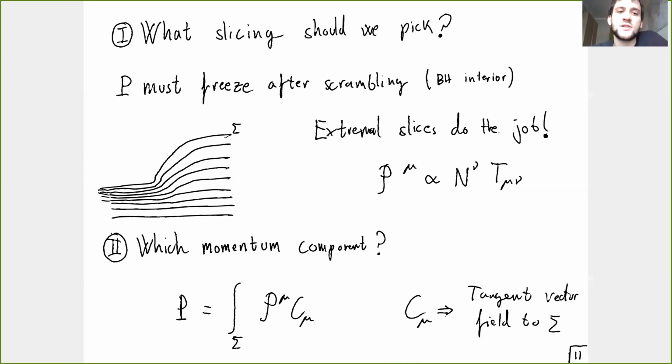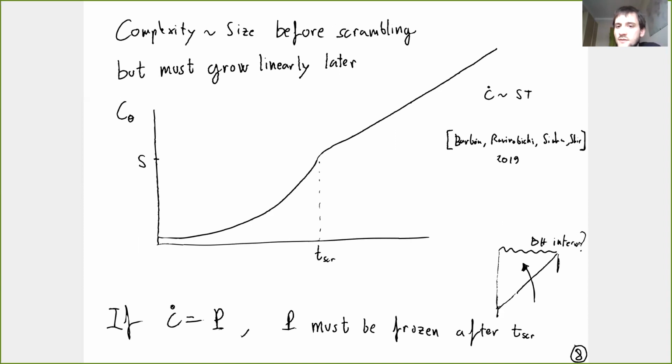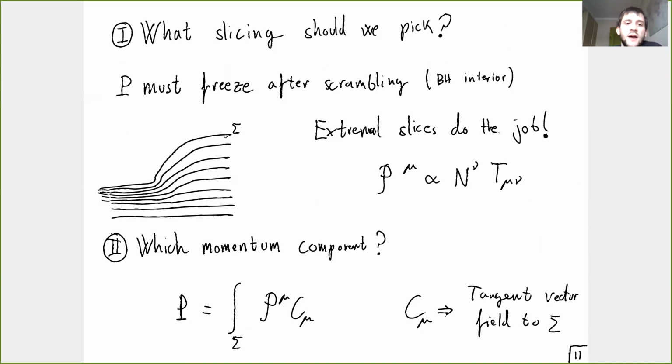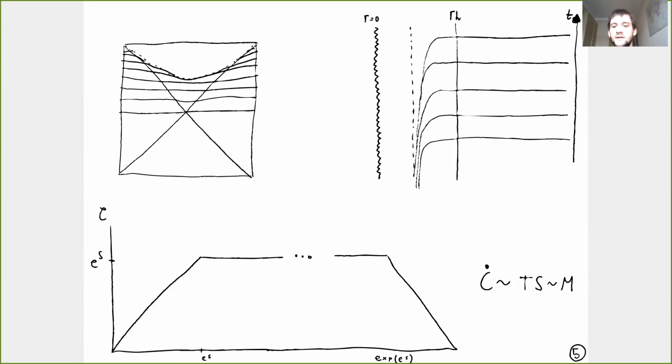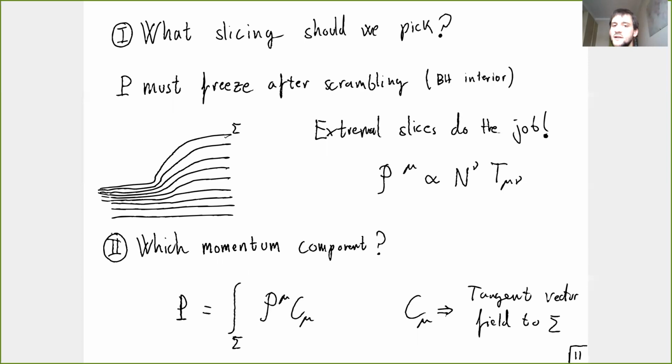Okay, so what is the answer to the first question? What slicing should we pick? We said that in order to recover the phenomenology that we want, which is that complexity grows linearly after scrambling time, which corresponds to the black hole interior, we need a notion of momentum that freezes after scrambling. So we need a time foliation in which the momentum remains constant when the particle goes inside the black hole. And it turns out, if you stare at these maximal volume slices long enough, you will realize that these are actually a good candidate for that.